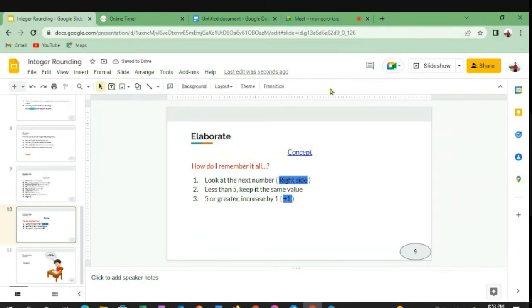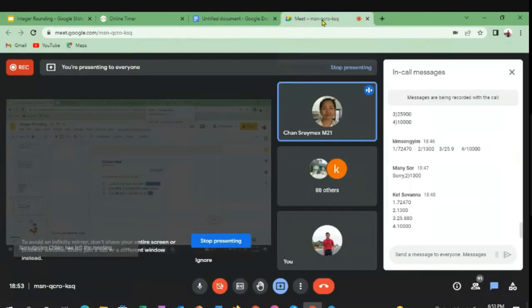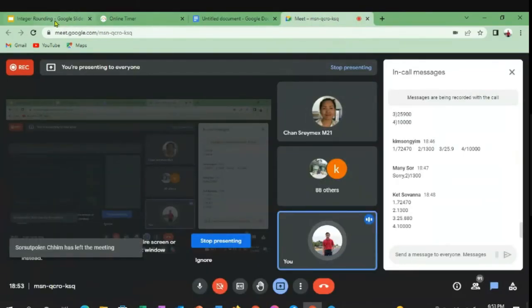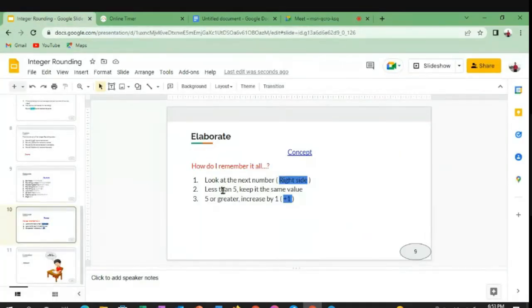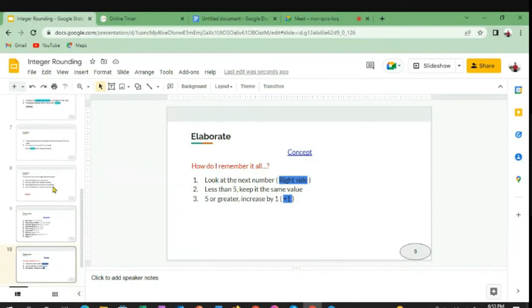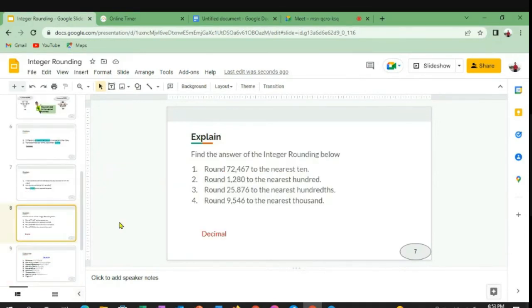Teacher, I have a question. I still have doubt with the decimal number. Could you please show me the procedure of how we round this decimal number? Decimal number. So we move to page 7.